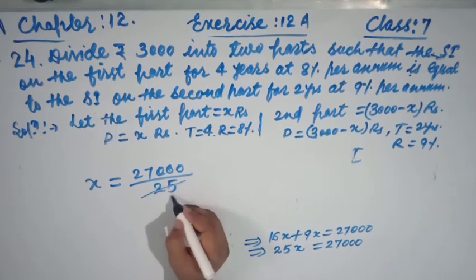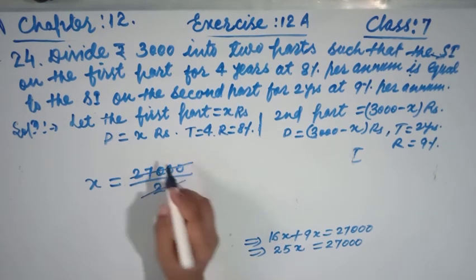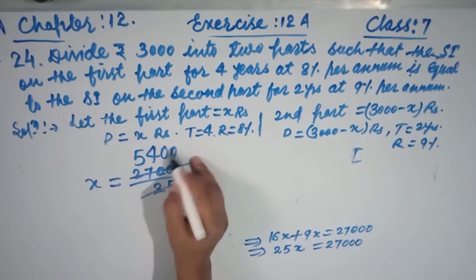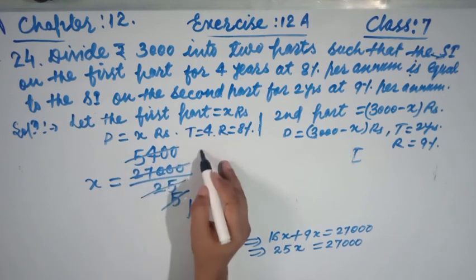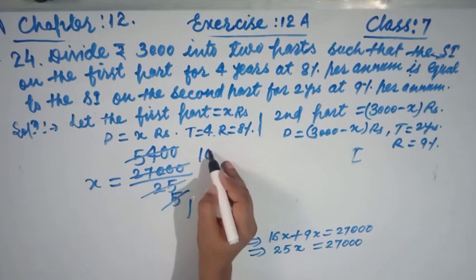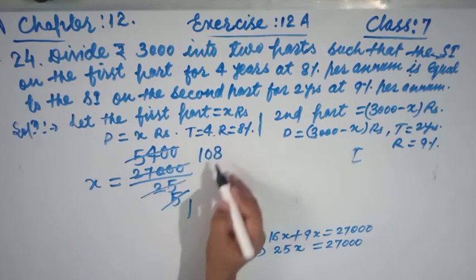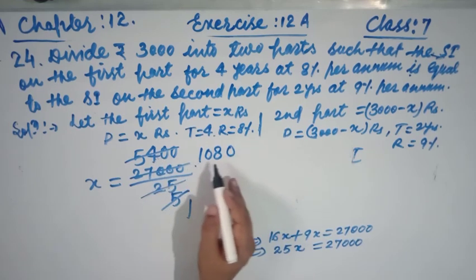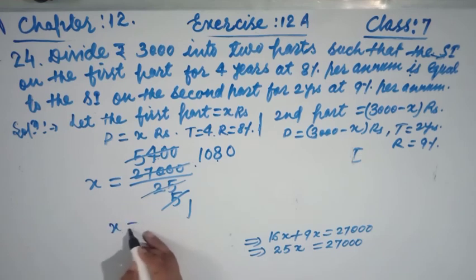Here 5 fives are 25, 5 fives are 25, and 5 fours are 20. Once again, 5 ones are 5, 5 eights are 40, so we get 1080 rupees. This is x.